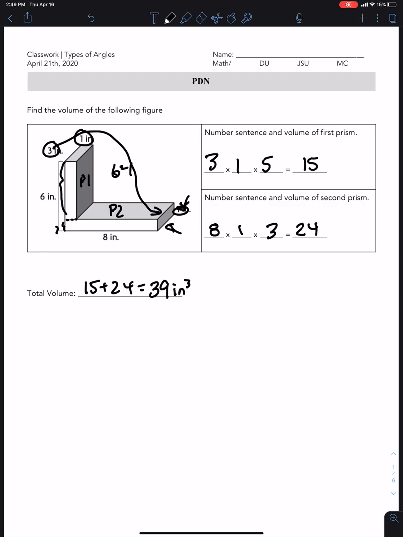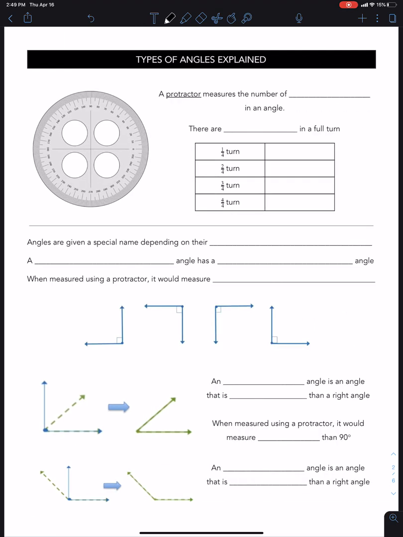All right. For your new material today, we are talking about types of angles. And we're going to be talking about degrees. And we use a protractor to measure the number of degrees in an angle. So there's a drop-down menu on your classwork. Just make sure you're choosing degrees to go in the blank. It says in a full turn, there are 360 degrees. You've probably heard that before. It's people doing, like they spin around one full turn. That would be 360 degrees.